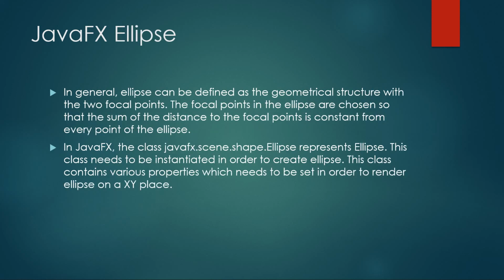The JavaFX ellipse. In general, an ellipse can be defined as a geometrical structure with two focal points. The focal points in the ellipse are chosen so that the sum of the distance to the focal points is constant from every point of the ellipse.